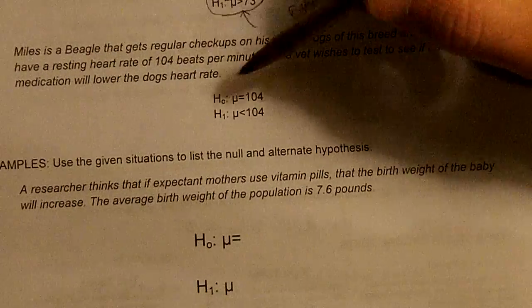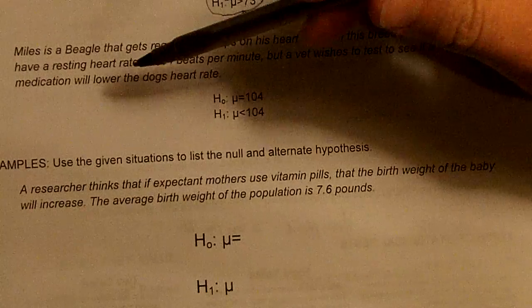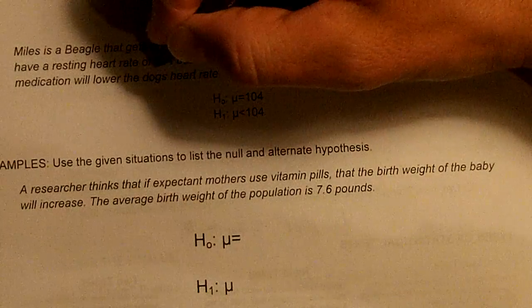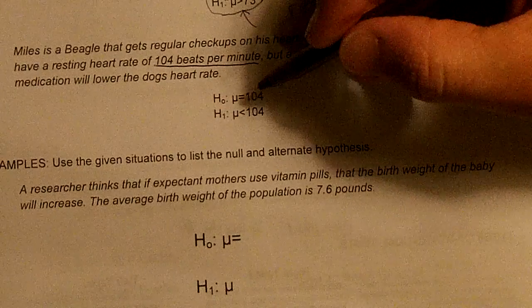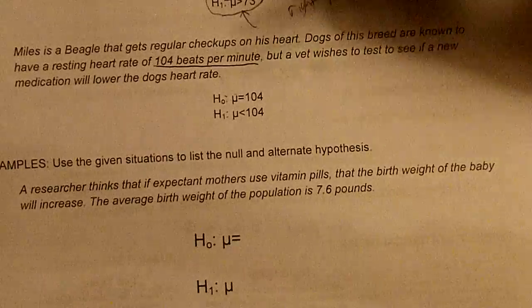Next, Miles is a beagle that gets regular checkups on his heart. Dogs of this breed are known to have a resting heart rate of 104 beats per minute, right? So this is the original claim. So our null hypothesis, mu is equal to 104 beats per minute.